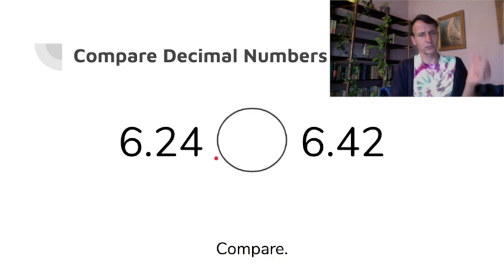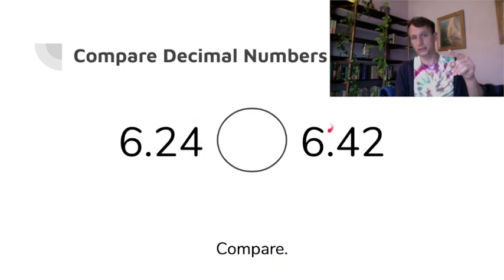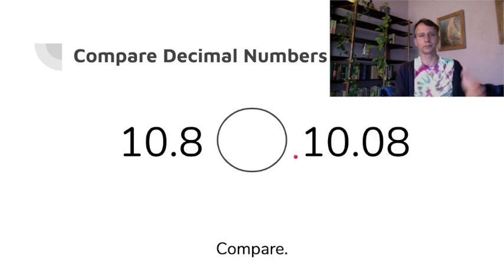Same as that last one we had with 5 and 72. Same digits, scrambled a little bit. 6 and 24/100 compared to 6 and 42/100. 24 being, yes, less than 42. Excellent. 10 and 8/10 compared to 10 and 8/100.